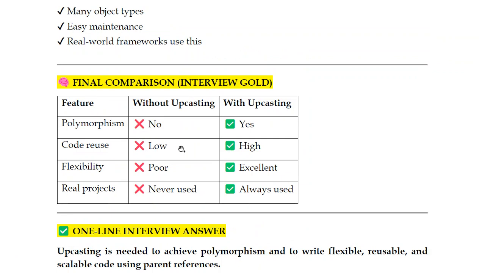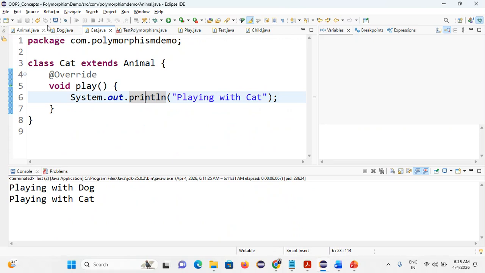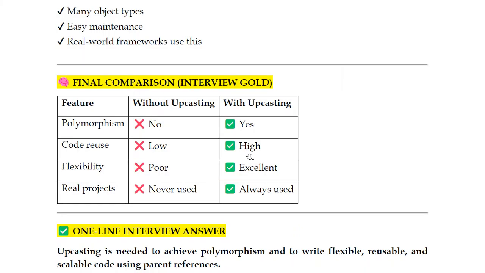That is what they have mentioned clearly. So yes, with upcasting only polymorphism is possible, using the same method name behaves differently for different objects. Code reuse is not possible without upcasting; with upcasting it is possible because we already defined this play method. Now we are going to override it and reuse it. Flexibility is excellent here.